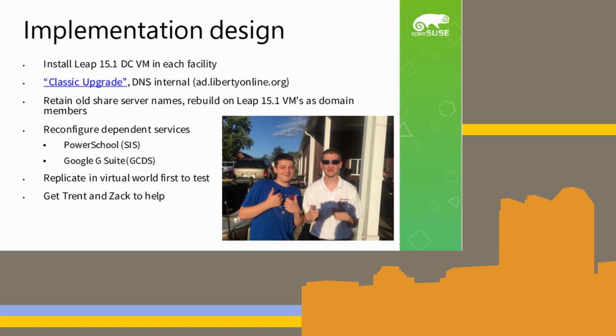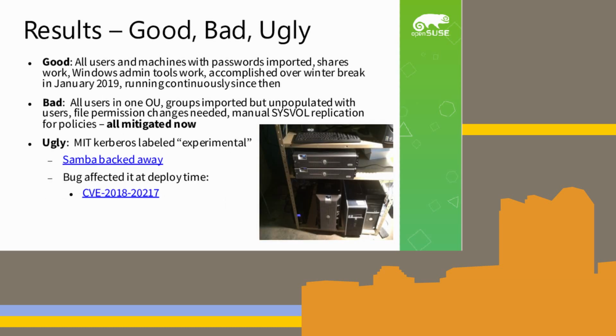And then we wanted to replicate it in a virtual world first to test, because if you don't replicate it in a virtual environment and test it, you really won't understand what's going on. One of the problems with classic upgrades is it's one way, right? Once you do it, that's the end. There's no going back. So we were there in January. Oh yeah, and you want to make sure you have really helpful people like Trent and Zach to make this work, right? So they were there as hands and legs in the process.